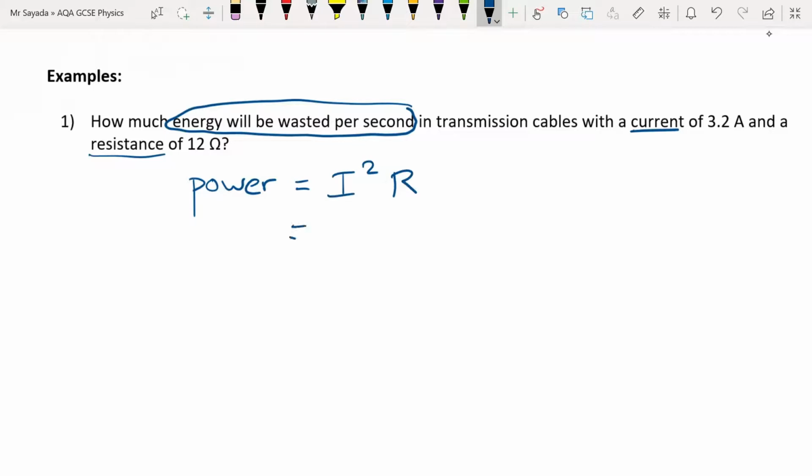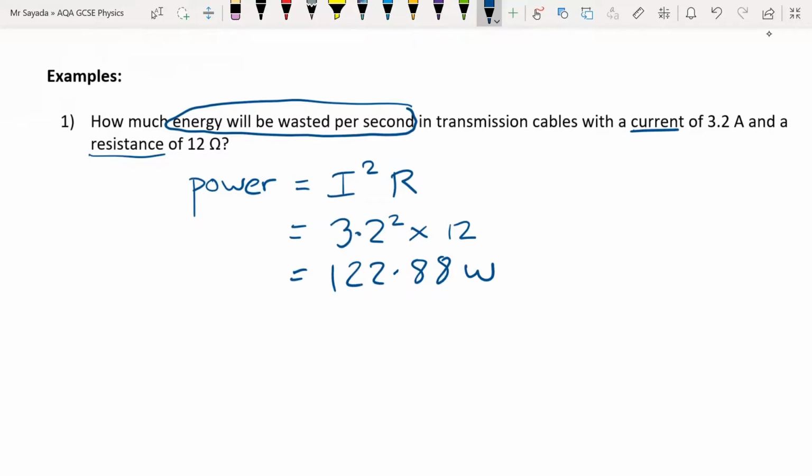So let's put in the numbers. The current here is 3.2. So we're doing 3.2 squared, and we're timesing that by the resistance. Now you're always allowed to use a calculator in physics. So 3.2 squared times 12 equals 122.88 watts. Now both numbers in the question were to how many significant figures?